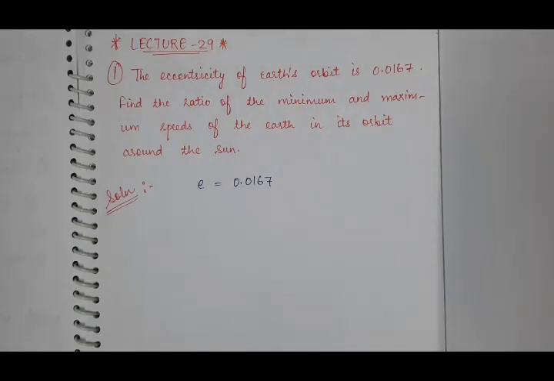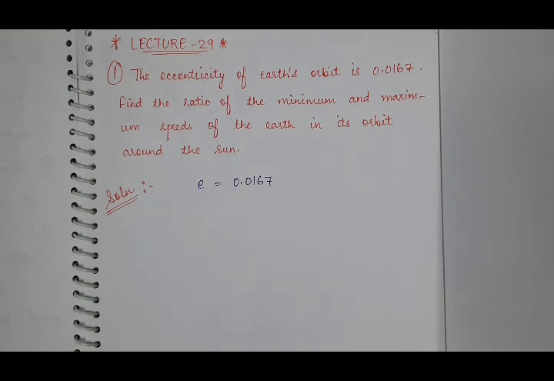Good morning, students. In this 29th lecture of mechanics, we are going to discuss some numericals based on the topic which we discussed yesterday, that is, motion of a body under the effect of an inverse square force field. So the first numerical is the eccentricity of Earth's orbit around the sun.